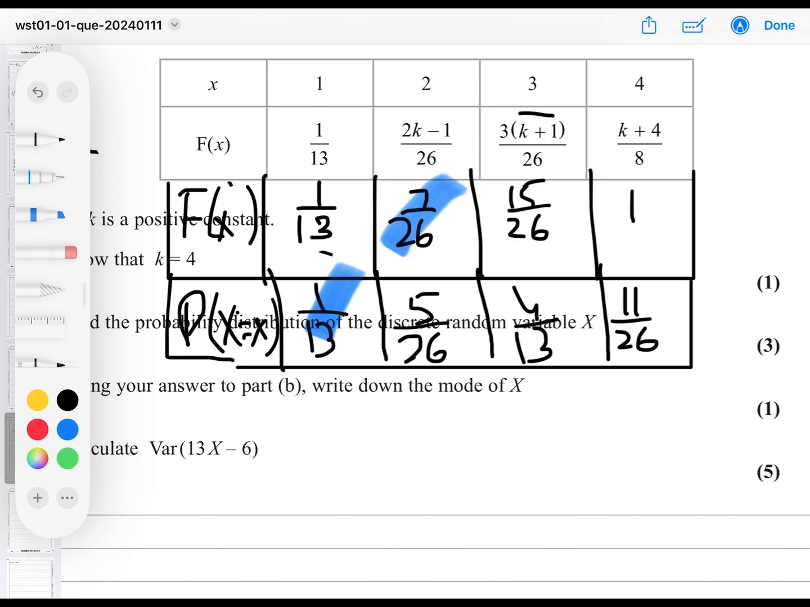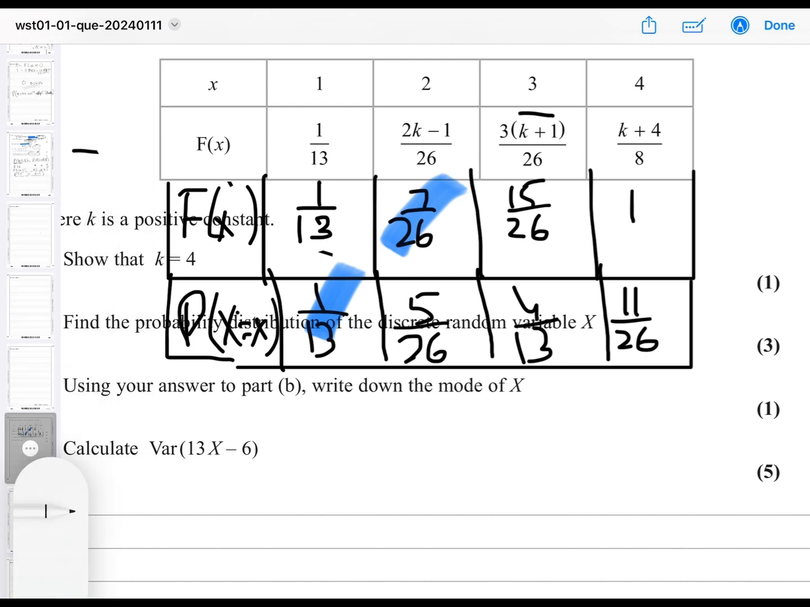So this is the probability distribution table. I got the probabilities here. Now for the second part, they are asking to find the probability distribution table. Yeah, I got the table. This is the probability distribution row. The whole table is for the probability distribution.